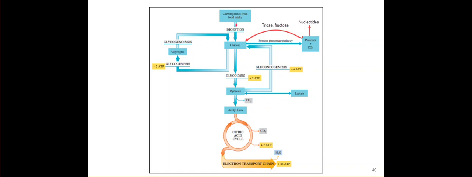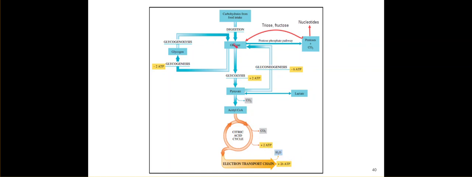So again, I think we're close to the end here. But just to go over this again real quick, we take in carbs, we digest them, we end up with glucose. Glucose goes through glycolysis to give you pyruvate, which then can get converted to acetyl CoA and feed this whole energy producing citric acid cycle. We get all these ATPs out of there.